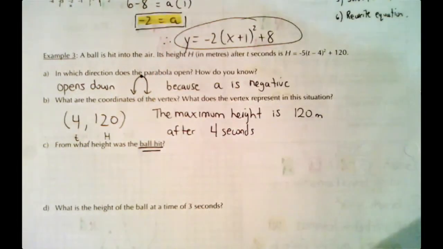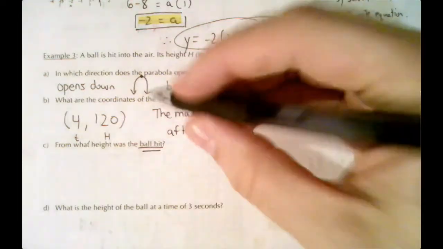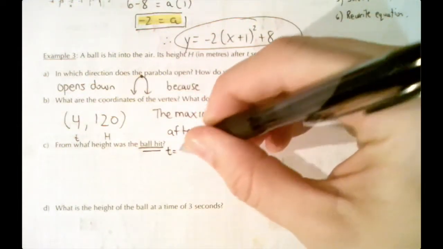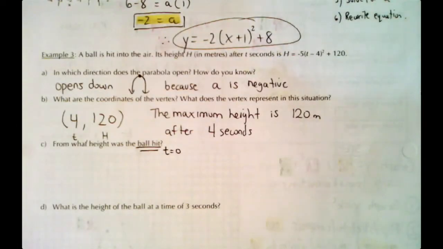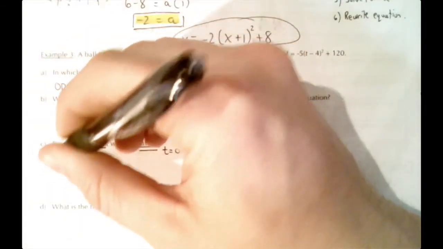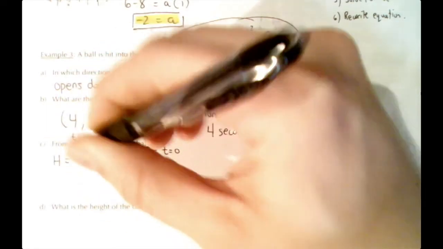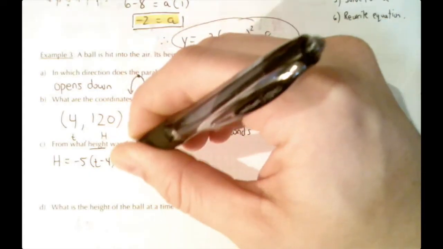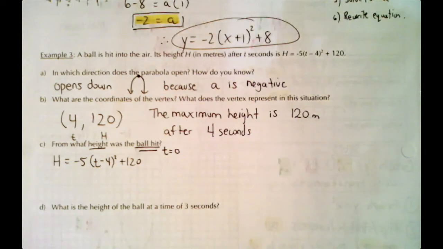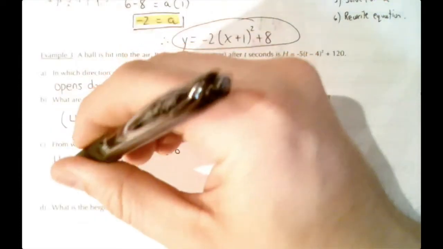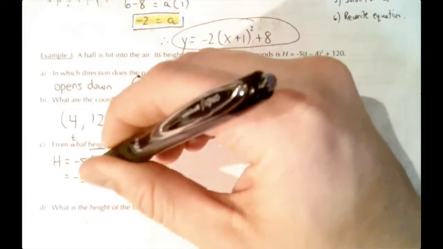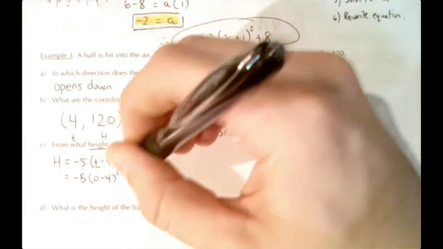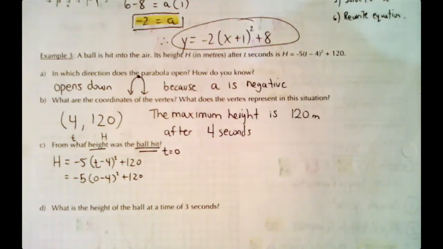The ball's hit, and then we start tracking it. So the ball's hit at time 0. If we want to know the height when the ball is hit, we can use our equation. H is -5 times t minus 4 squared plus 120. Well, we know t is 0, so we can just plug it in. 0 minus 4 squared plus 120. And now we just have to solve it, using BEDMAS or a calculator.